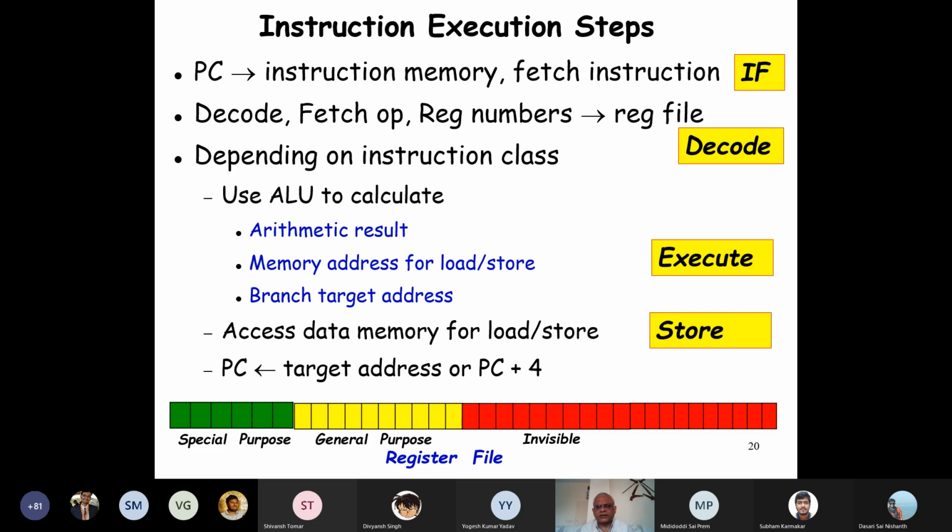Akshay Sai Reddy, are you there? Akshay? Arvind Jha, are you there? Raghavendra De?